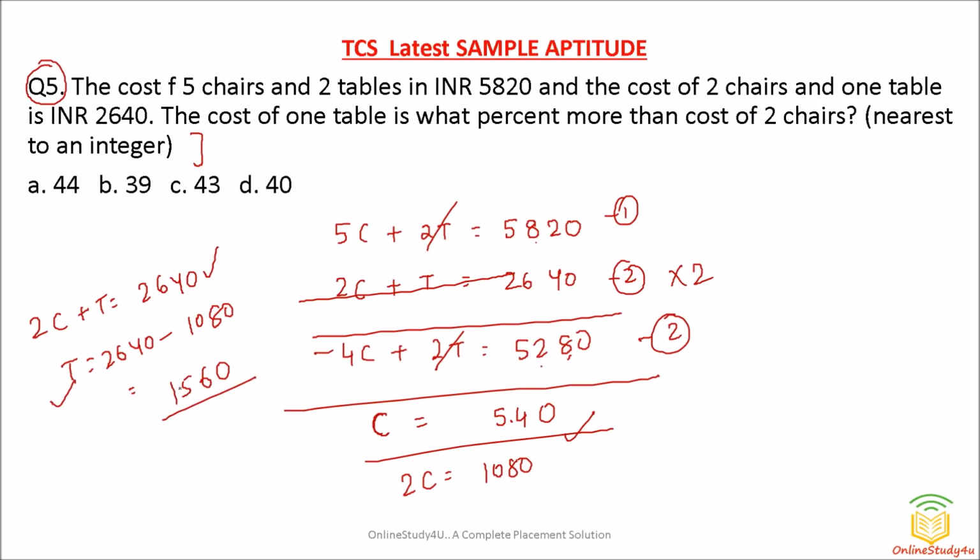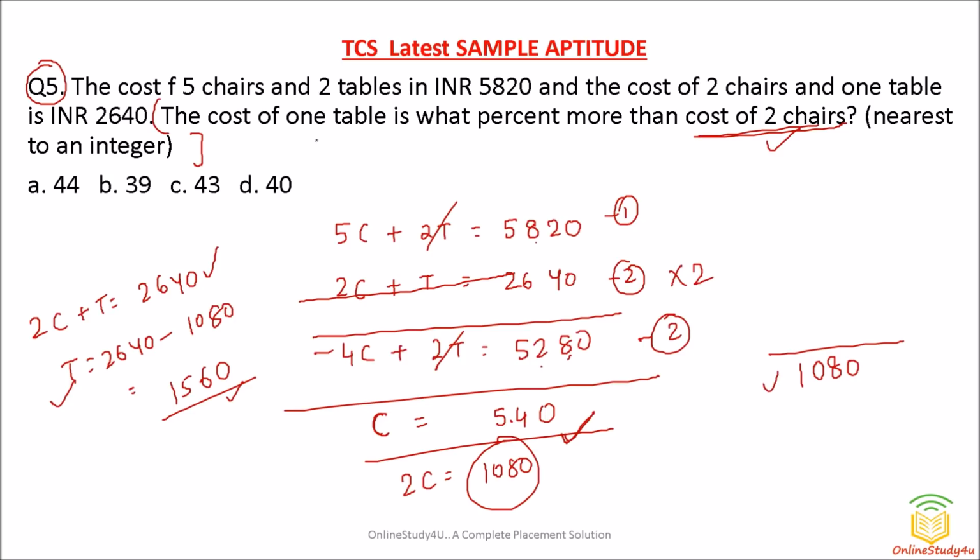So one table price is 1560 and one chair price is 540. Now let us see what has been told in the question. The cost of one table is what percentage more than the cost of two chairs? So friends, first of all, it is getting compared with 2 chair price. So 2 chair price is 1080. So first you write 1080. Okay, 2 chair price, you first write it down 1080.